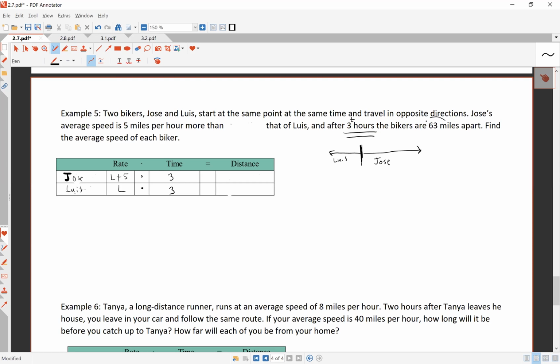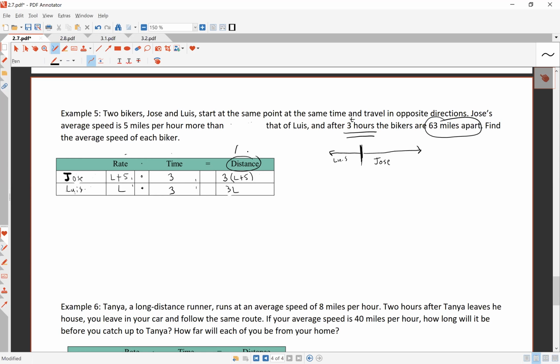Now I need to use this 63 miles. But remember, I said let's fill in the boxes and use the formula that distance is rate times time. So L plus 5 times 3 is the distance Jose travels, and 3 times L is the distance that Luis travels.